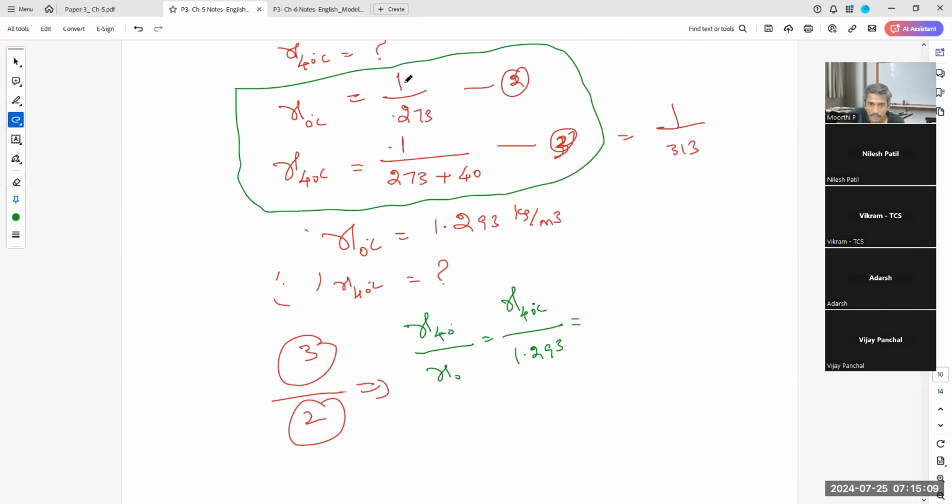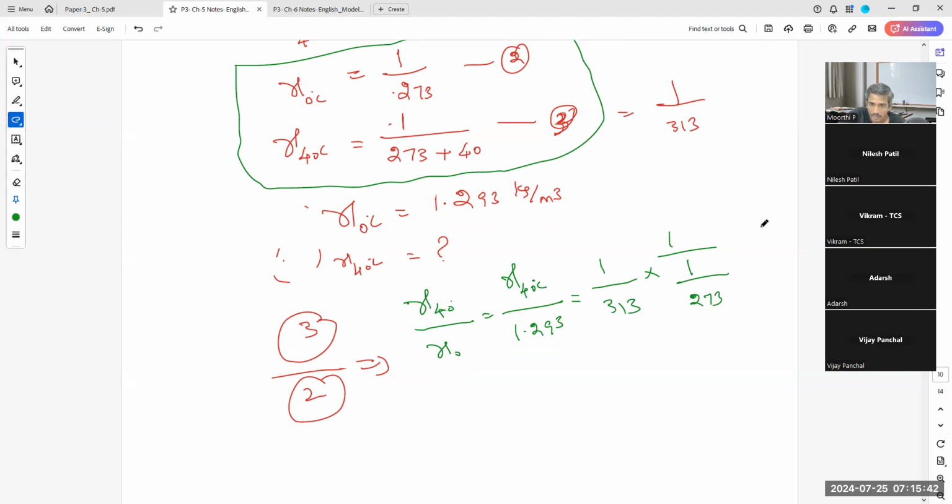This is 1 divided by R40 degree, what is the value? 1 divided by 313 into, here, how to calculate? You can write 1 divided by 1, like this coming, 1 divided by 1, 273. Then this is going to top side. This you understand? You have idea?